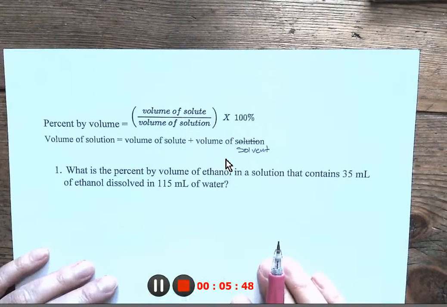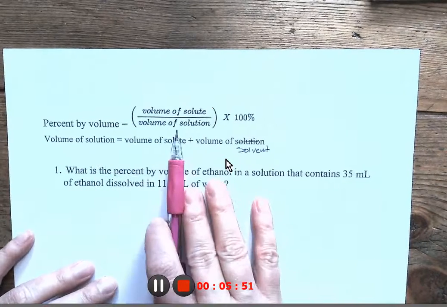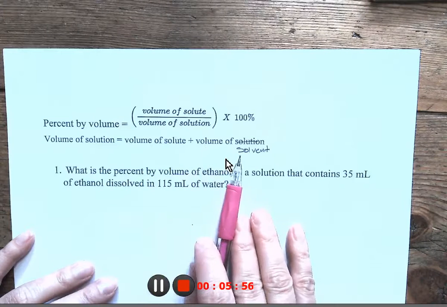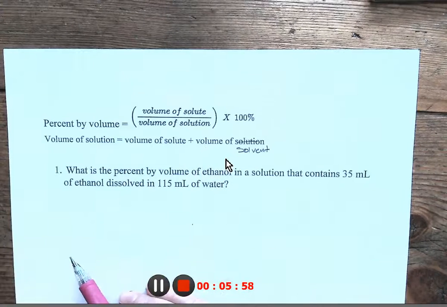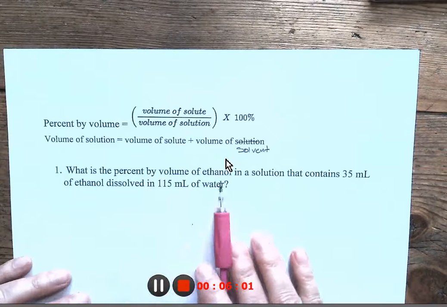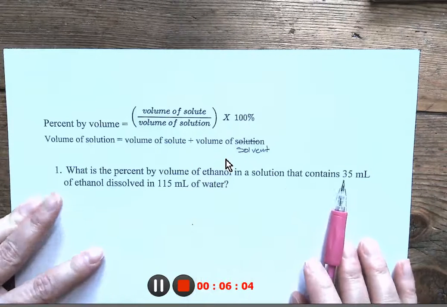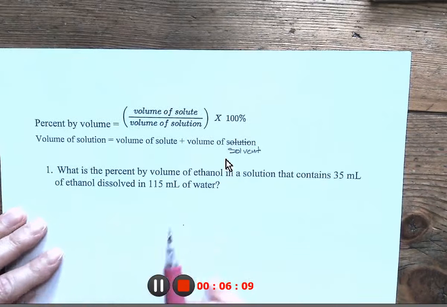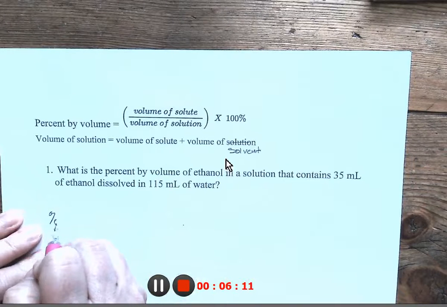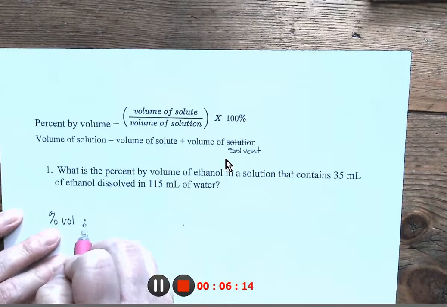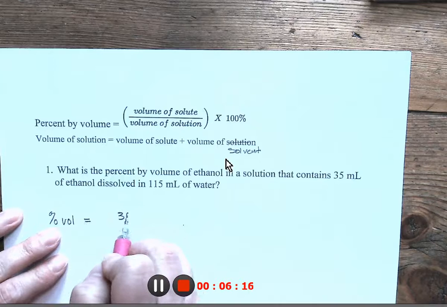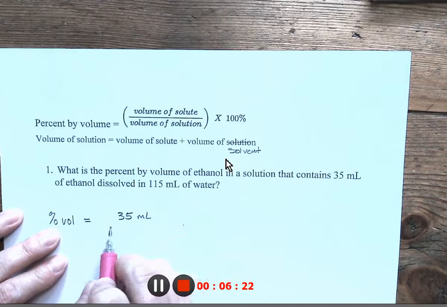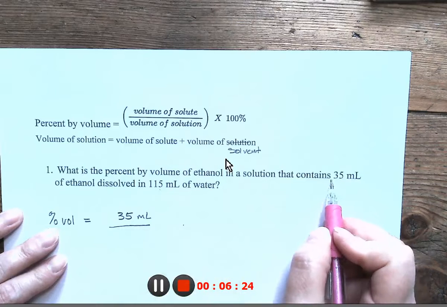Okay, so let's look at percent by volume. It's the same kind of problem. Percent by volume is volume of solute per volume of solution, where volume of solution is equal to volume of solute plus volume of solvent, times 100. What is the percent by volume of ethanol in a solution that contains 35 milliliters of ethanol dissolved in 115 milliliters of water?